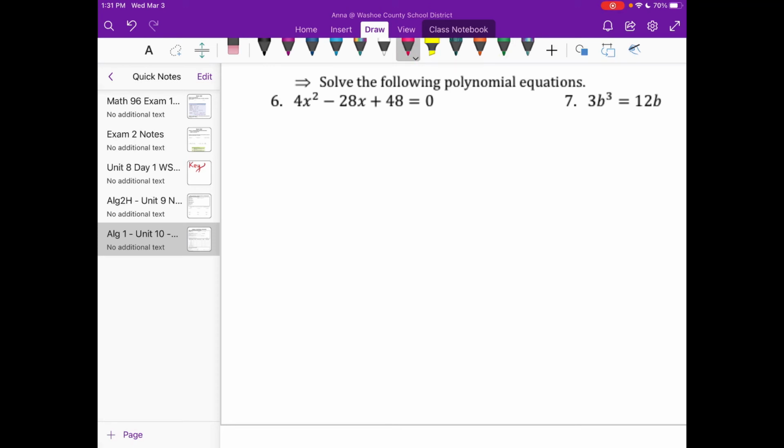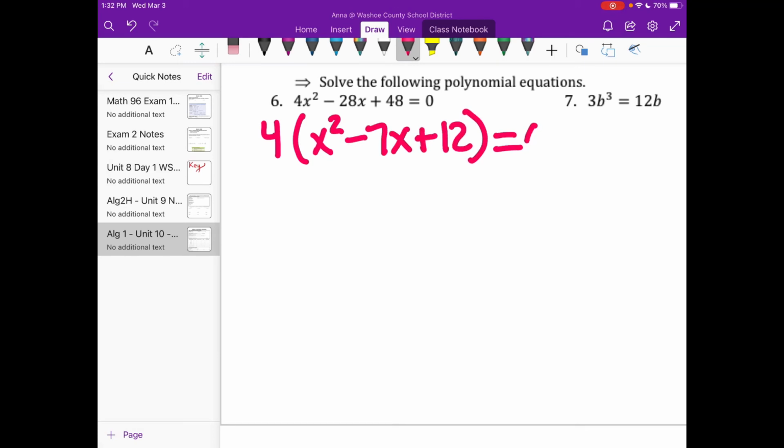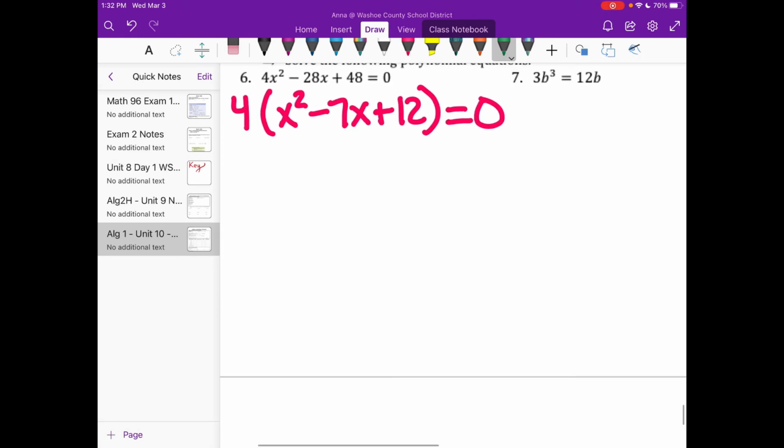I have 4x squared, -28, and 48. Those are some fat numbers if I just put them in the x. So I'm definitely going to take out a 4 because I think they can all be divided by 4. So the 4 is going to come out, and then I have x squared minus 7x plus 12 equals 0. And I'm happy because now I just made myself an easy trinomial on the inside, and we love that.